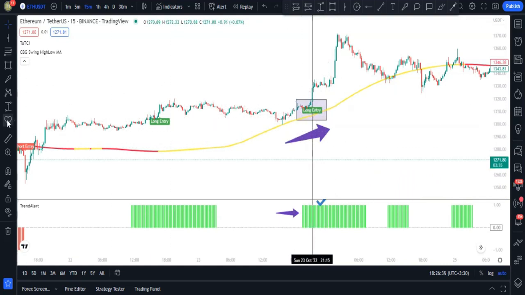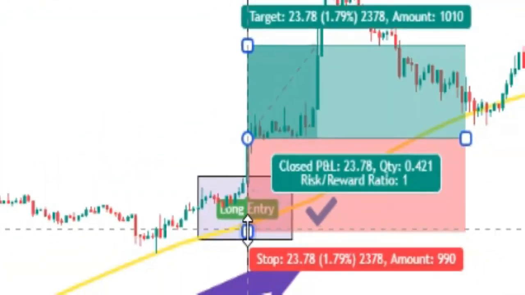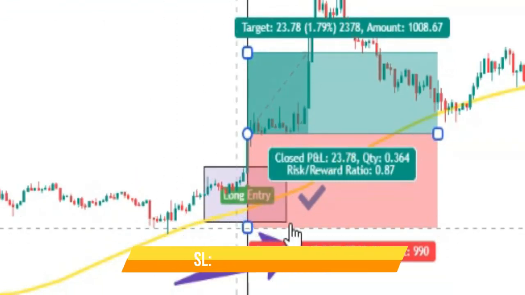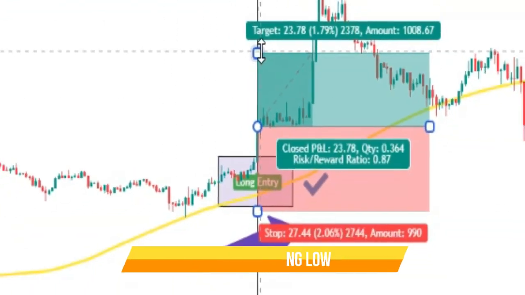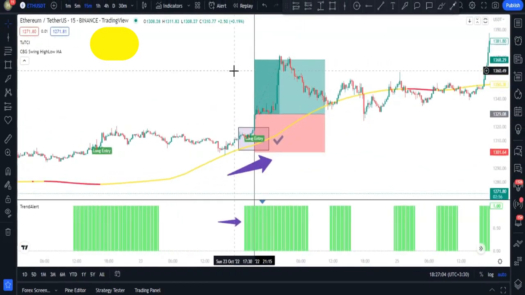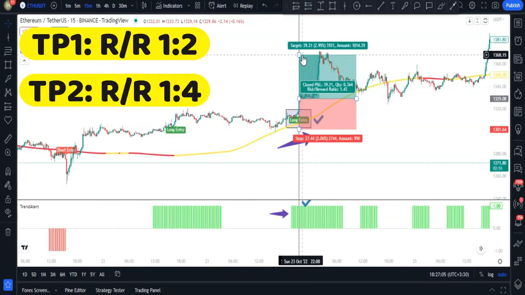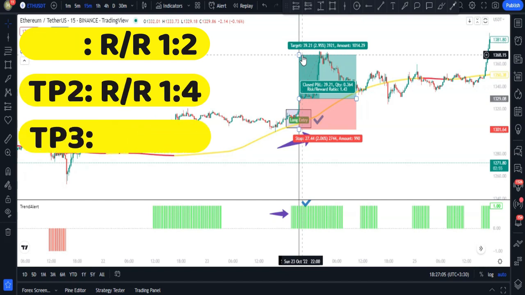So when all these conditions are met, our long entry signal would be valid and we can put our buy order at the close price of the long entry candle. I'm going to set the stop loss slightly below the recent swing low. And to set the take profit, remember that the first take profit for this strategy would be the risk reward ratio of 2. The second TP would be the risk reward ratio of 4, and the third would be the risk reward ratio of 6.